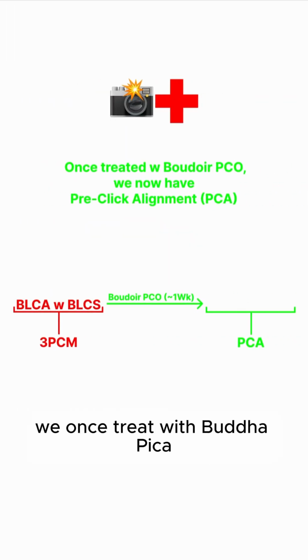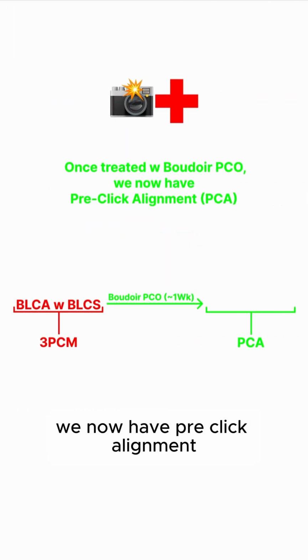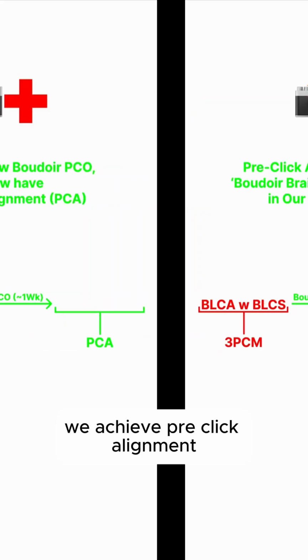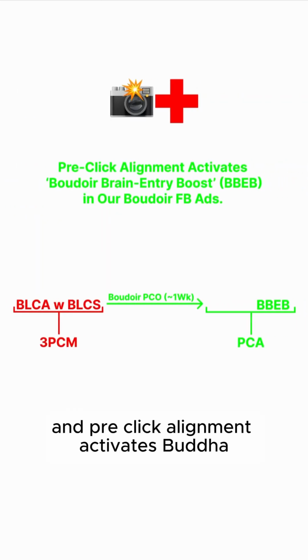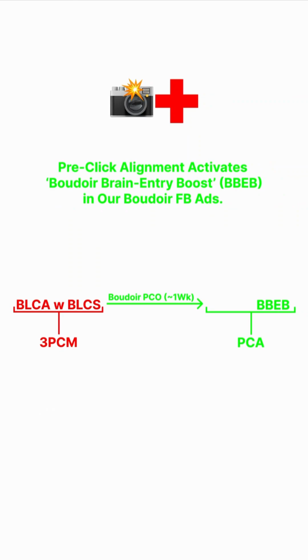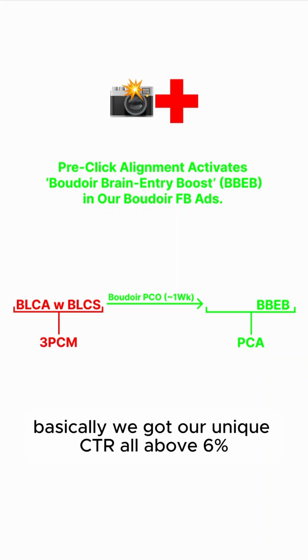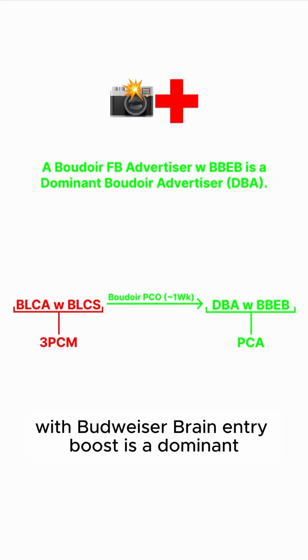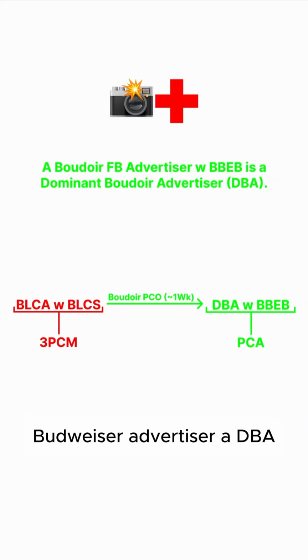Once treated with boudoir Pico, we now have pre-click alignment. So we get rid of the 3 pre-click mistakes, we achieve pre-click alignment. And pre-click alignment activates boudoir brain entry boost in our boudoir Facebook ads. Basically, we've got our unique CTR all above 6%. And a boudoir Facebook advertiser with boudoir brain entry boost is a dominant boudoir advertiser, a DBA. So it's our full universe here.